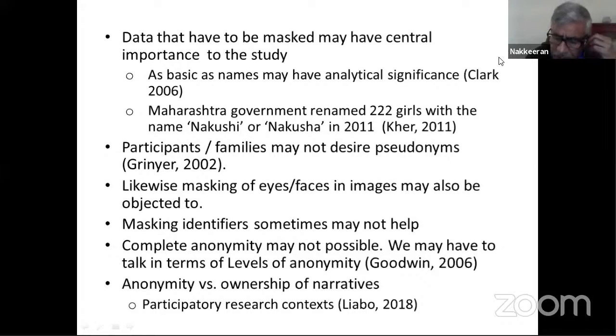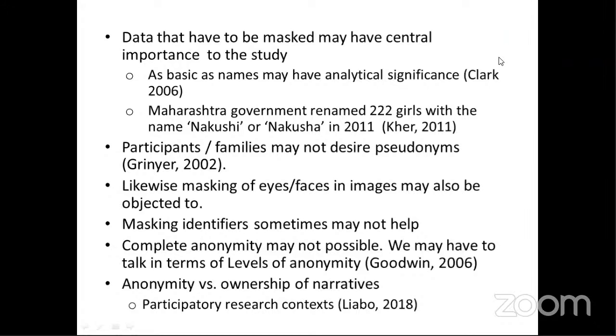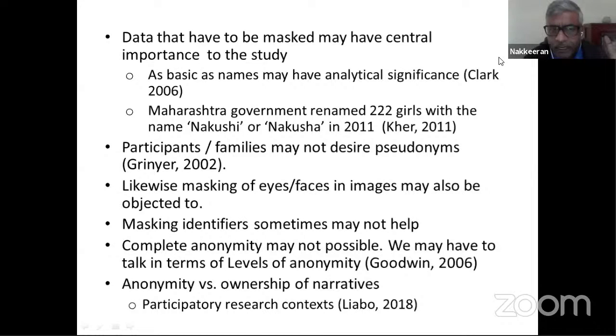If you take demographic research on sex, on anti-female bias, there is a tradition in India across the country where unwanted, quote unquote, children are named in a particular manner. For example, Nakusha is a very popular name in Maharashtra, and in 2011, 222 girl children were renamed by the Maharashtra government in their drive to address the fallen child sex ratio. So as basic as a name, it's important that you analyze, study, and publish.